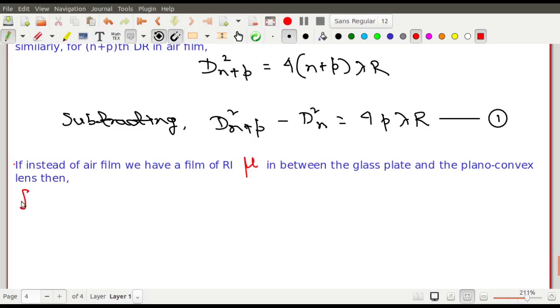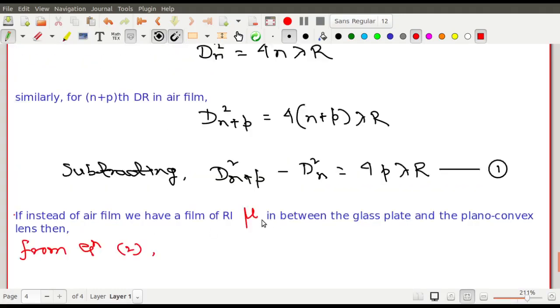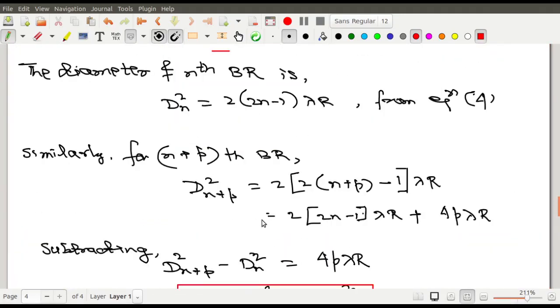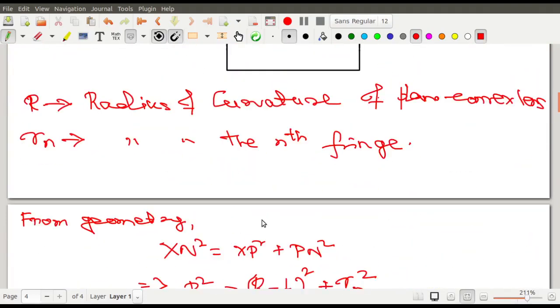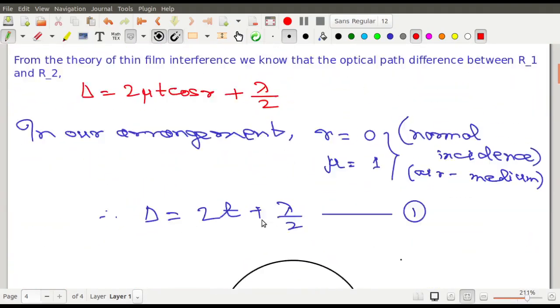Then from equation 2, you recall equation 2. Let us recall equation 2 first of all. Go back to equation 2, we need it. So look at equation number 2, what is it?